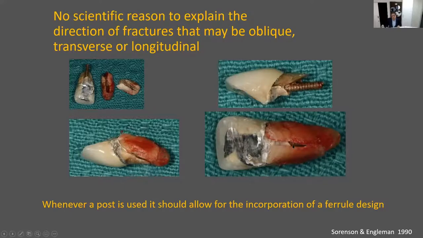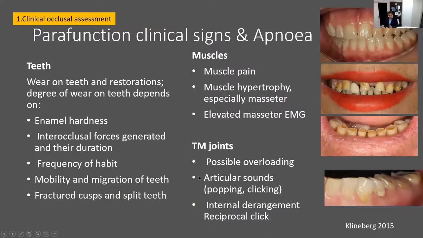You can see the post there. So be wary when you put posts, because unless it's done properly and occlusion is controlled, you are asking for catastrophe, and you need adequate ferrule design. I prefer 2 millimeters. Looking at parafunction and apnea, we talked about the way we understand dental hardness is very important. Forces, habits, migration, mobility, tear fracture cast, so you've got muscle pain, etc., and joint overloading.